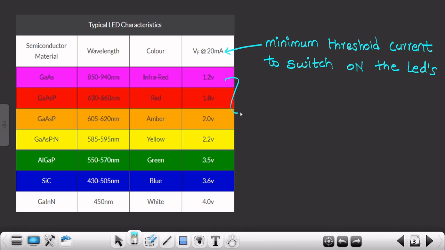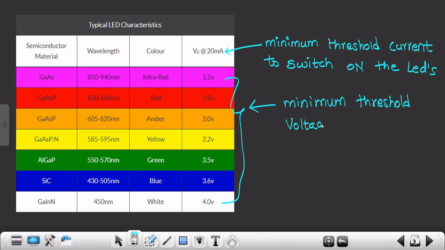These are the minimum threshold voltage to switch on the respective LEDs, right? Minimum threshold voltage to switch on the respective LEDs.